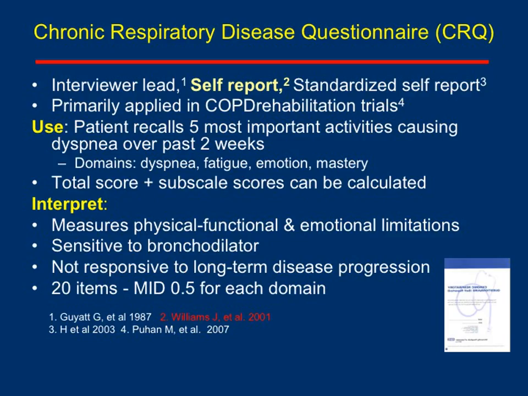So to interpret it, it measures physical, functional, and emotional limitations. It is sensitive to change in bronchodilators, but not really clearly sensitive to long-term disease progression changes. There's 20 items, and a change of 0.5 is considered significant for each domain. Slide, please.